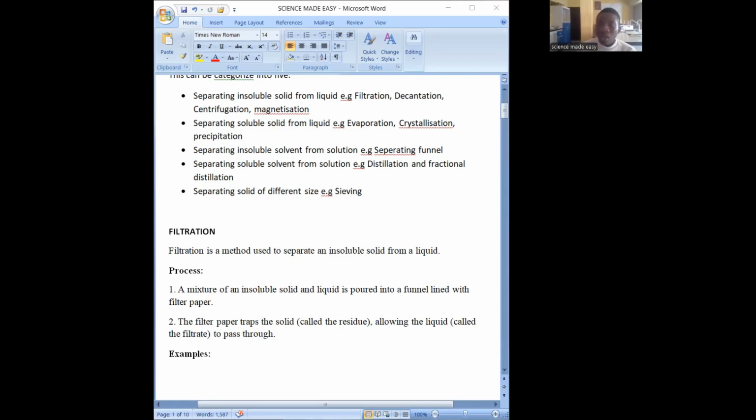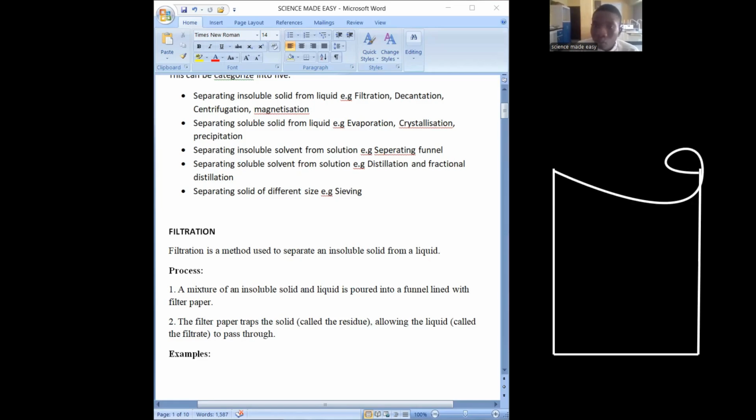So the water will dry up and only the salt will remain. That is evaporation. We can have a Bunsen burner here like this, and a pot, container, or beaker. We put some water inside this beaker.